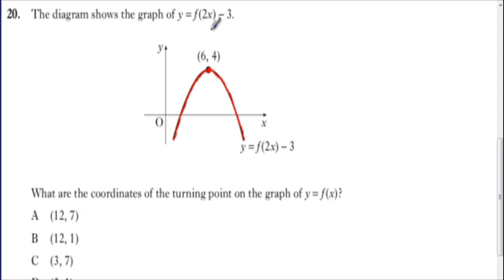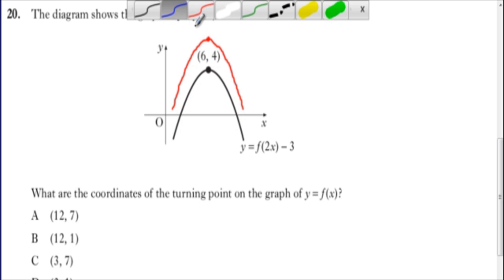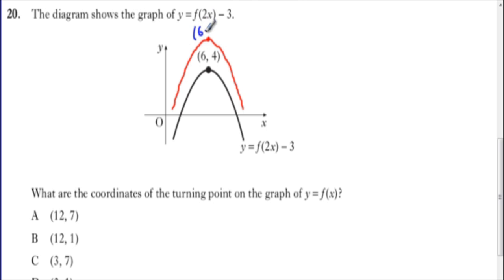To get to this position, the graph of y equals f of x has undergone 2 transformations. What we'll do is undo each one in turn. First of all, f of 2x minus 3. The minus 3 means that the original graph was moved down 3. So to undo this, I'll move this graph up 3. This will take the turning point to the point 6, 7. So we've undone this part.